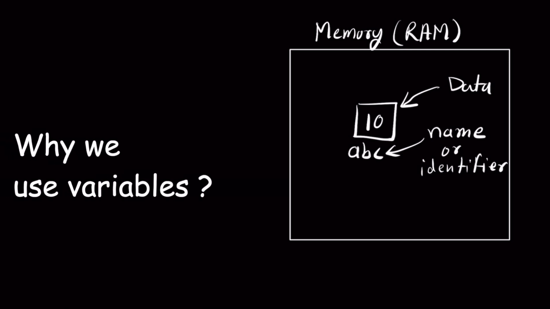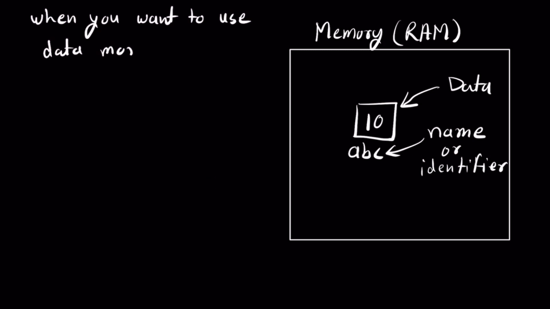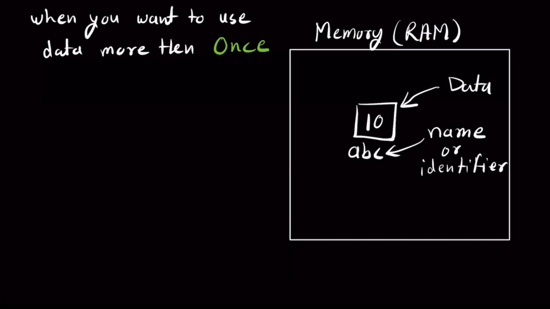Okay, let's understand why we use variables. So, when you want to use the data more than once, then we can store it in a box or variable and we can use it multiple times.